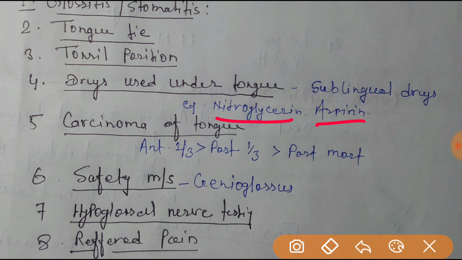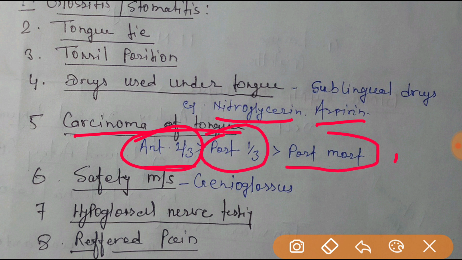Next is the carcinoma of the tongue. The anterior 2/3 is most commonly involved, then that of the posterior 1/3, after that the posterior most part. Next is safety muscles. The safety muscle is the genioglossus. If paralysis of the genioglossus muscles occurs, it may block the oropharynx and there is arrest of respiration. This may happen with unconsciousness, in a comatose patient, overdose of anesthesia, so many things, and paralysis of the hypoglossal nerve.